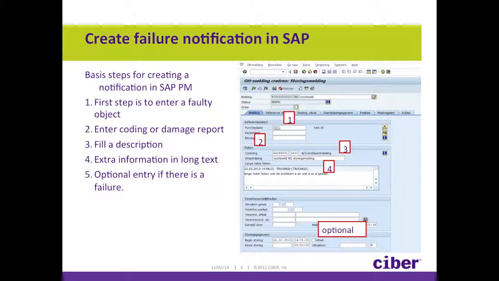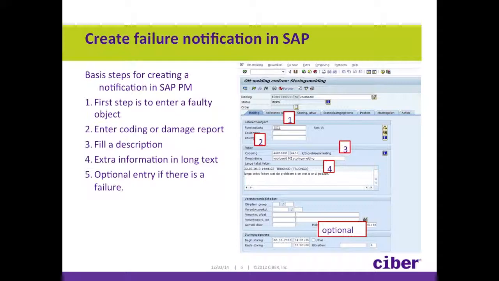So let's focus again on the screen from the beginning. Creating a failure notification in SAP. We see the screen here again. We see the functional location. We see a description we need to fill in, and the markers indicate where we actually need to fill in values. And actually that's only 4 spots, maybe an optional one as a 5th, but that's all.